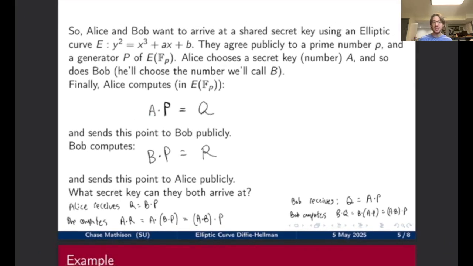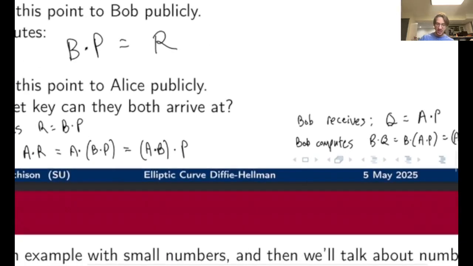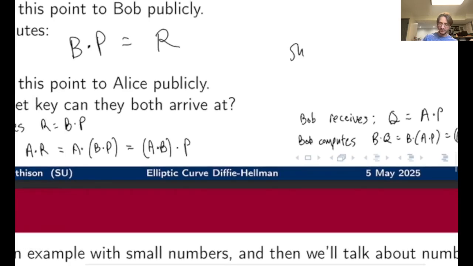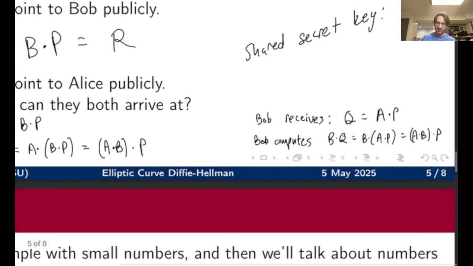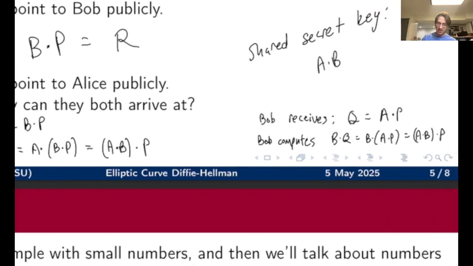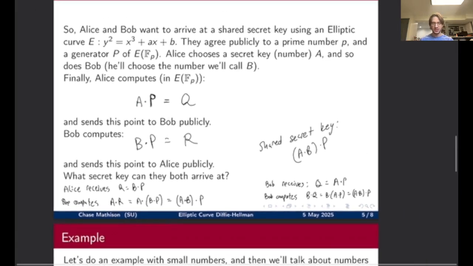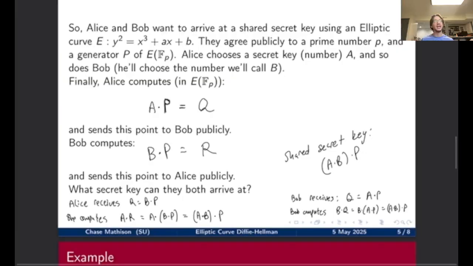And so that's the Diffie-Hellman key exchange. The shared secret key is actually a point in E of FP. It's A times B times the point P. Okay. Alice and Bob can both arrive at that using only their secret information and then the publicly agreed upon information that they discuss ahead of time.